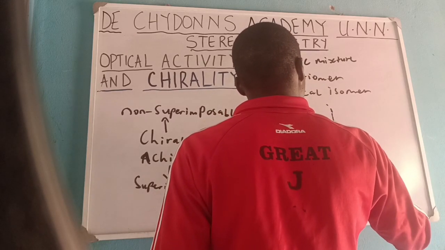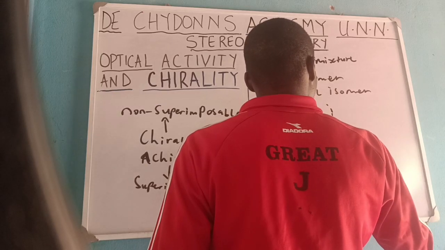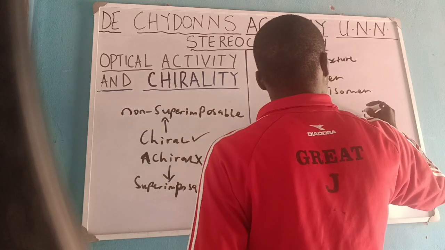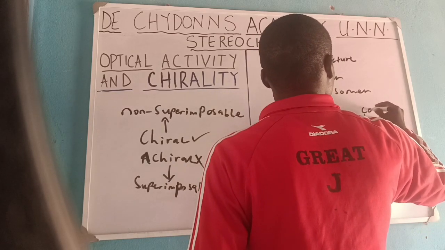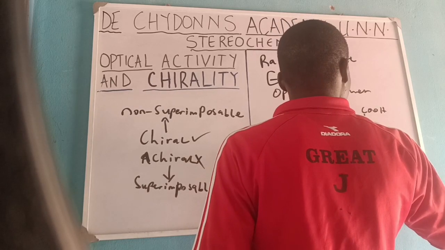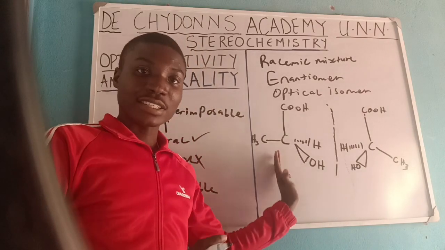So this is going to be our H. Then we're going to have this our C. So we're going to be having OH here. Then we're going to be having COOH here. And then we're going to be having our CH3 here. So this is the mirror image of this.